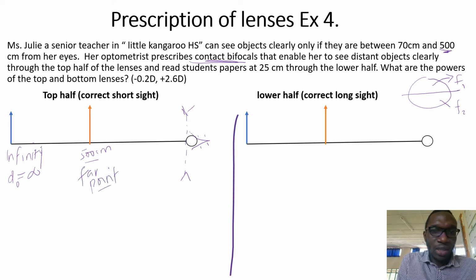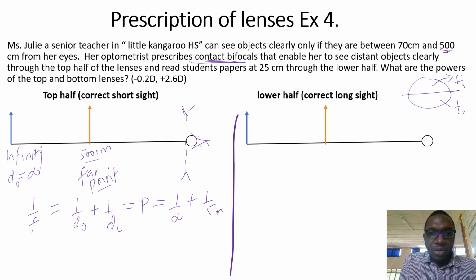of the uncorrected eye. Basing on this, we know that 1 over f is 1 over d object plus 1 over d image, and that is the same as power if the distances are in meters. So this is going to be 1 over infinity plus 1 over the distance here, which is 500 centimeters, and it is supposed to be 5 meters.